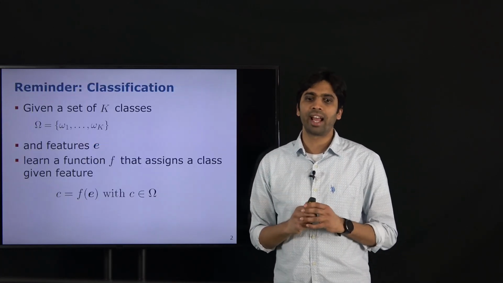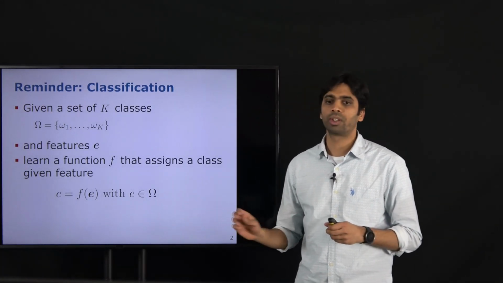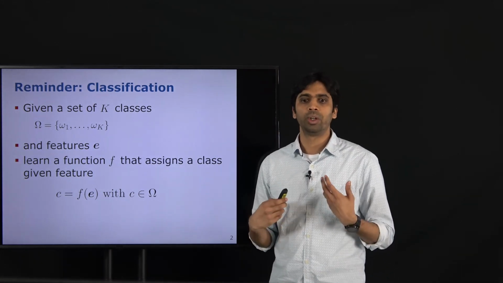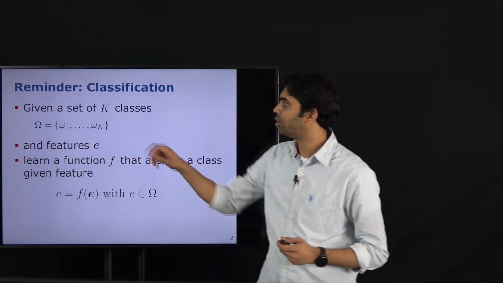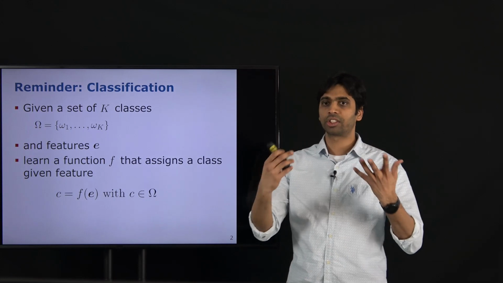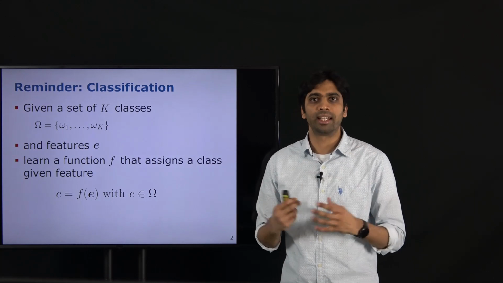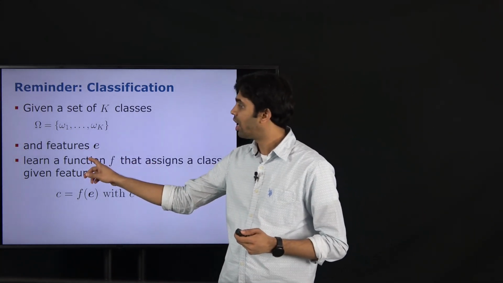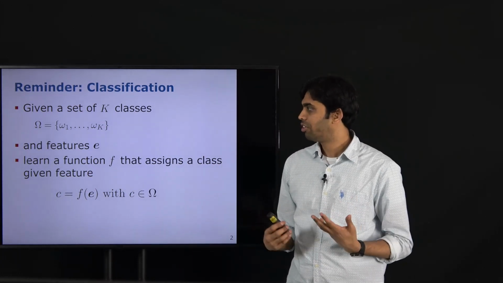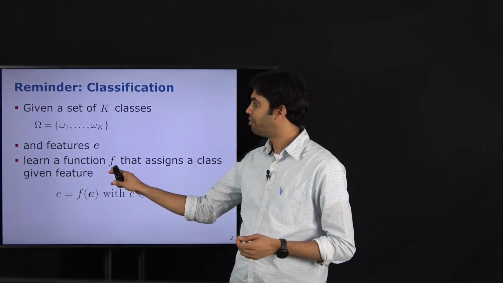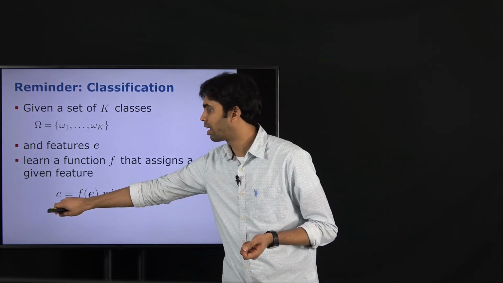So let's dive in, and before we get started, just a quick reminder of what we saw last week in terms of what it means formally to do a classification problem. So what we have usually is a set of classes, omega 1 to omega k. These are the different classes of the objects that we are interested in finding out what's there in the image. And for our image itself, or whatever data it is, we have a feature vector E. And the goal of a classification system is to come up with a function f that maps our feature vector E to a class C.